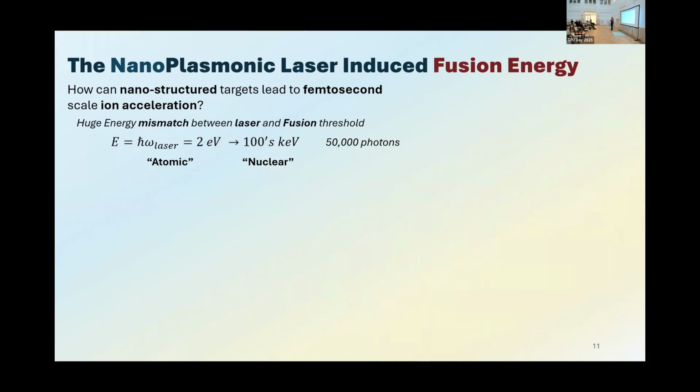So there's still a huge barrier to overcome, even though we focus the laser light down to this very small scale. The energy of the photons in this laser is only around 2 eV. We need to get to the nuclear scale of nuclear reactions, which is around hundreds of keV. So we need to get around 50,000 of these photons to cause an effect on, say, a single proton.